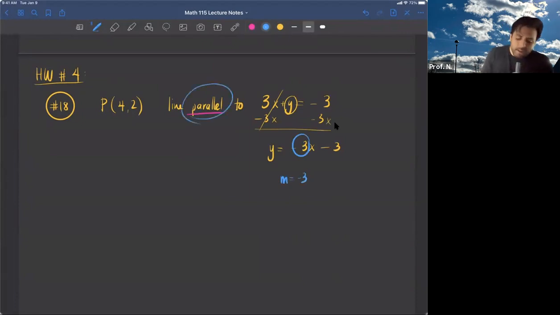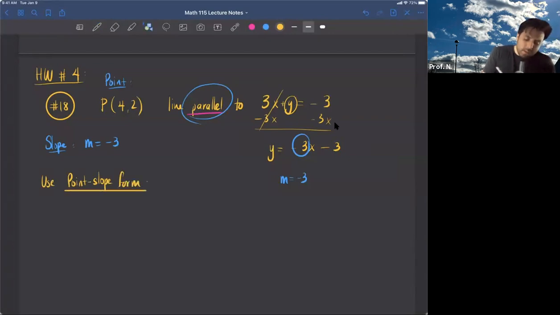I know that a line that's parallel to a line that has a slope of -3 must also have a slope of -3. And now I have a slope and I have a point. So what do I use? Point slope. I use point slope form. So when I use the point slope form formula, I get y minus y1 equals m times x minus x1. So this is y minus, and again, this is x1, y1. So y1 would be 2 equals -3 times x minus 4.